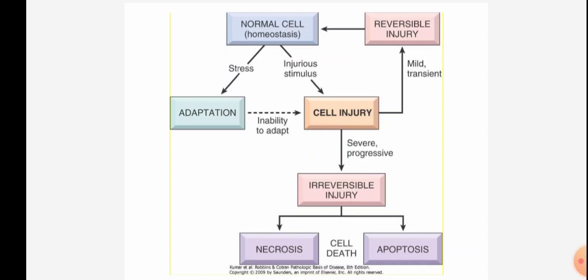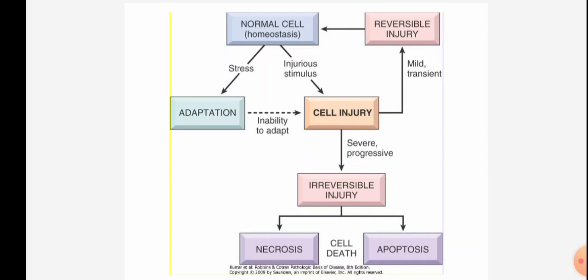There are reversible cell injury and irreversible cell injury. Reversible cell injury is mild and transient, which means that if the injured cell can regain homeostasis and return to a morphologically normal state, which means a functionally normal state, it is known as reversible cell injury.